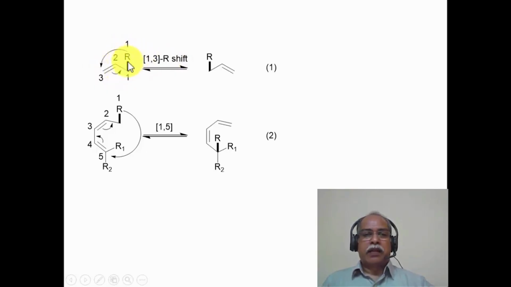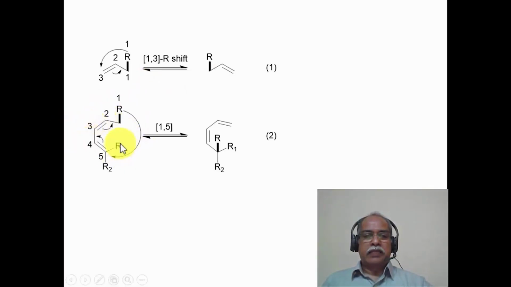Let us say, for example, if R is a hydrogen, then it will be a 1,3 hydrogen shift. If R is a methyl group, then it will be a 1,3 methyl shift. If R is generally an alkyl group, then it will be a 1,3 alkyl shift. During the course of the migration of the R group to the third position, the pi bond automatically reorganizes so that the overall process is a concerted process without involvement of any kind of radical species or any intermediate species. The same analogy can be extended to a 1,5 shift.